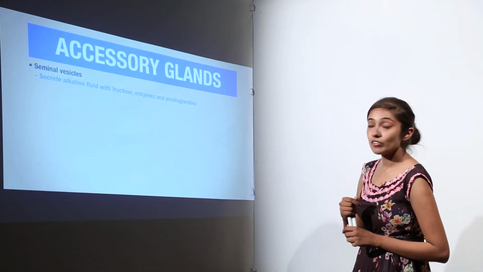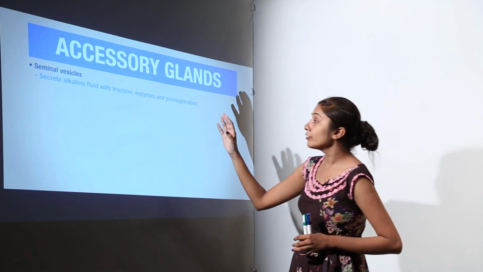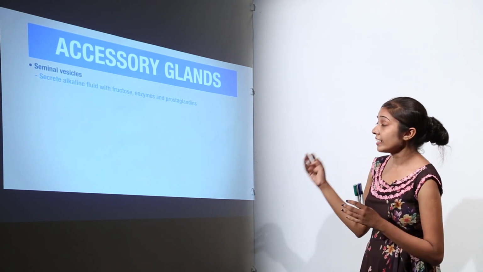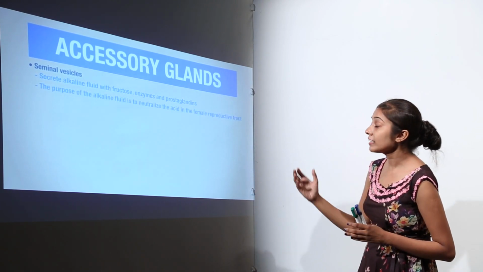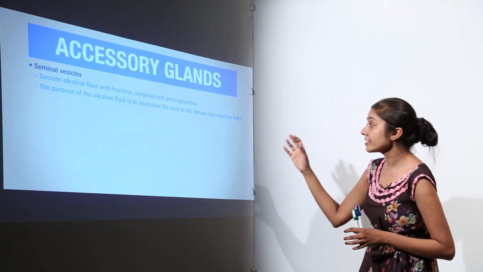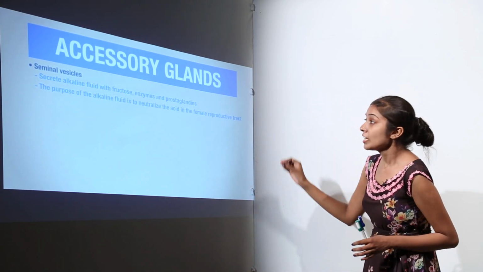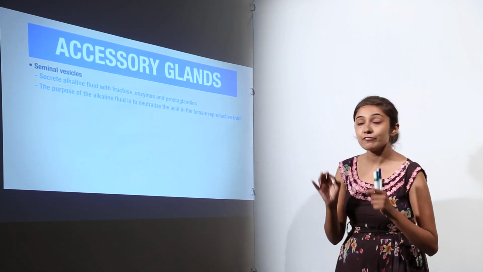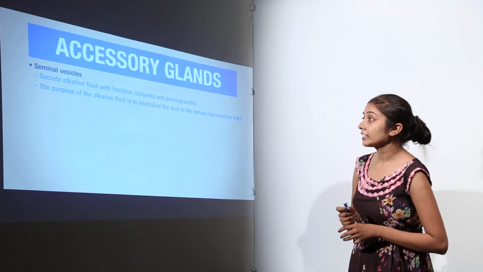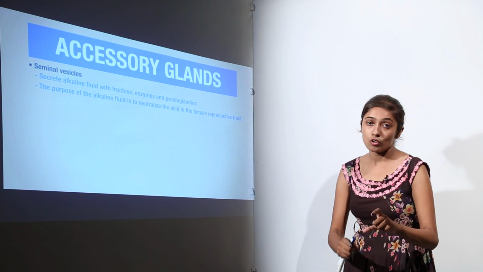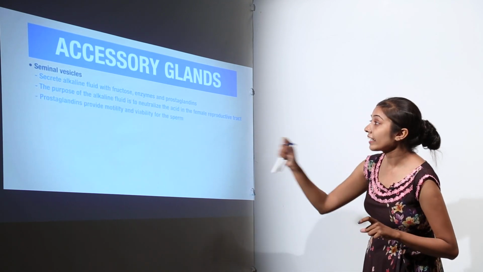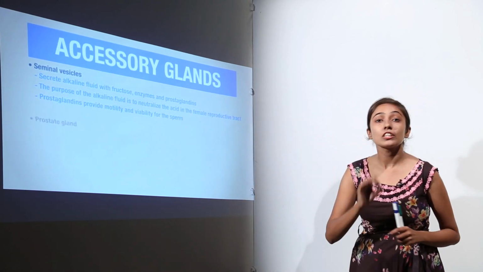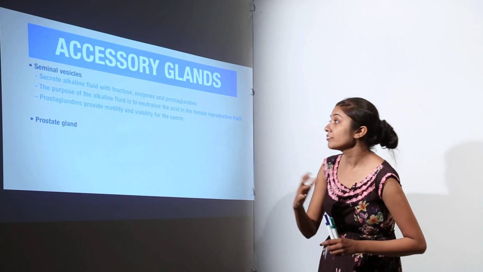So what are the accessory glands? We have seminal vesicles which secrete alkaline fluid with fructose, enzymes and prostaglandins, and this is going to give energy. Then the purpose of the alkaline fluid is to neutralize the acid in the female reproductive tract. So the alkaline fluid is going to also neutralize the acid in the female reproductive tract. Then the seminal vesicles are the accessory glands which are of vital importance. So prostaglandins are also secreted, as I told you earlier. They provide motility and viability for the sperm. So this is also very important feature of seminal vesicles.